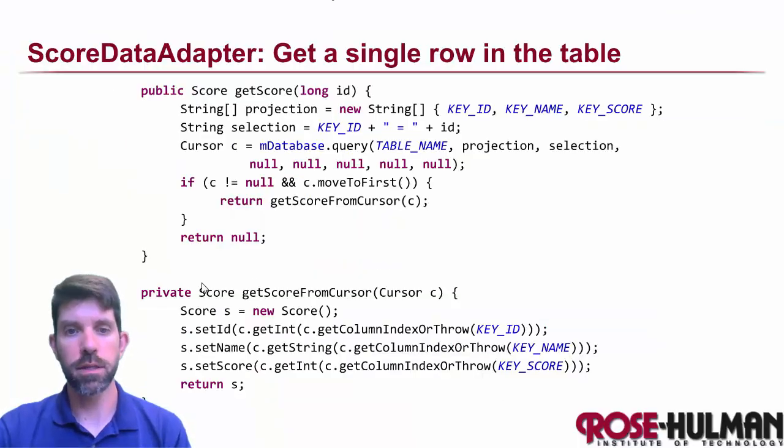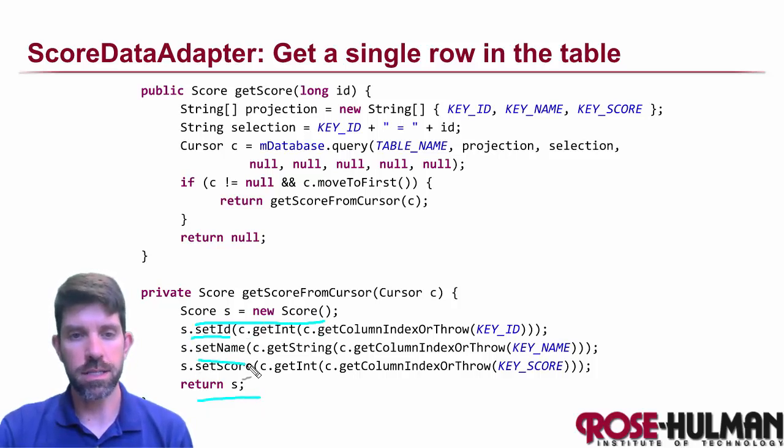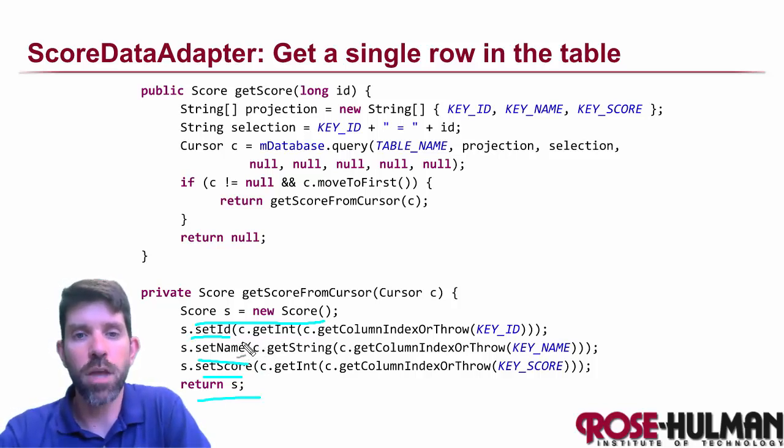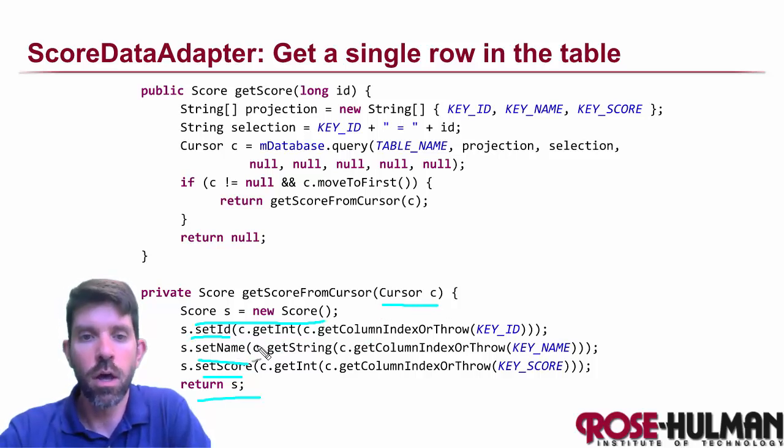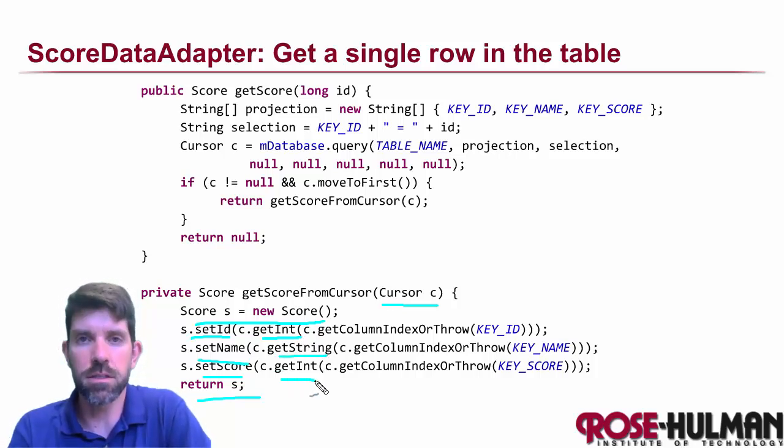Going back to this guy, let's see what's going on here. We want to create a new score, return it. We of course need to set the ID, the name, and the score. So how are we going to do this? So we're going to use a couple of helpers here, or built-in methods that you can operate on cursors. Cursors let you do things, right? They let you get fields out of the row that you're currently pointing at, right?